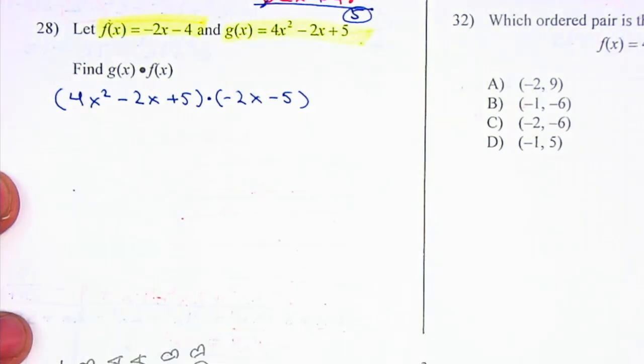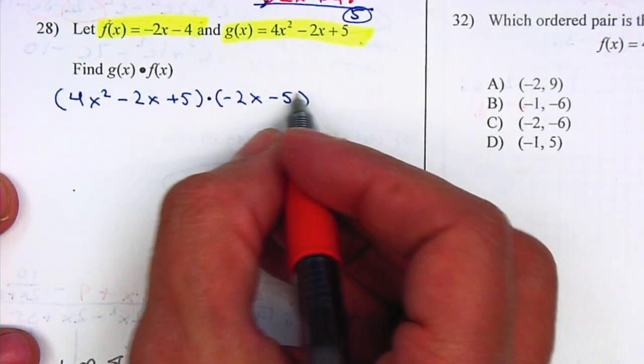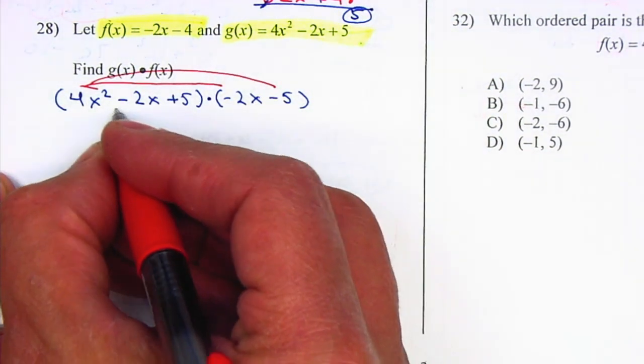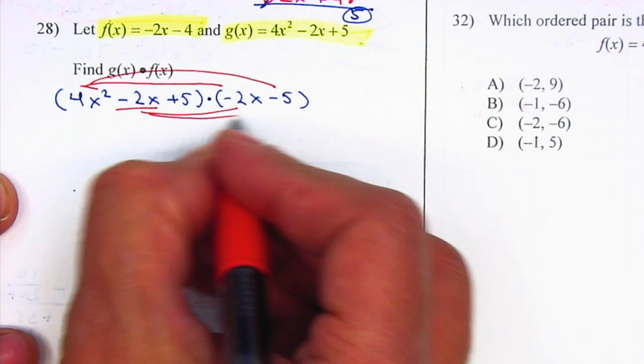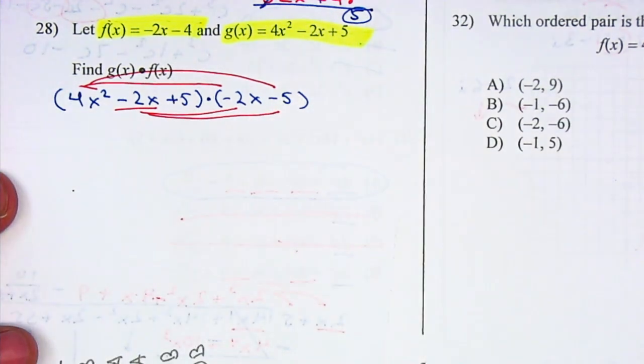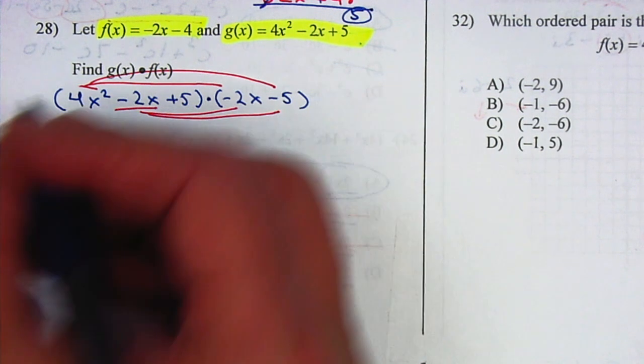To multiply it out, we need to multiply each of the terms by both. So just distribute the 4x squared to both of them. We're going to distribute the negative 2x to both of them, and then we're going to distribute the 5 to both of them as well. So just be very careful and organize your work.